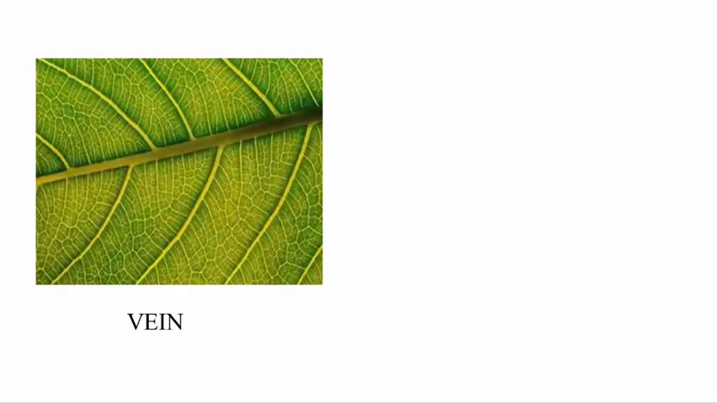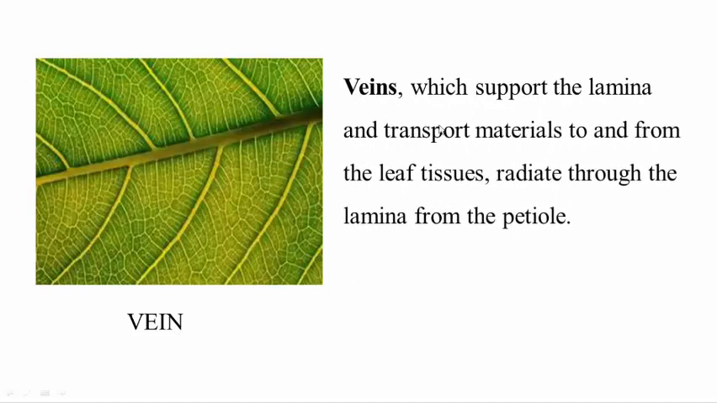Observe this figure. Here this is the midvein and these are the veins. Here we see veins which support the lamina and transport material to and from the leaf tissues, radiate through the lamina from the petiole. These are the functions of vein.